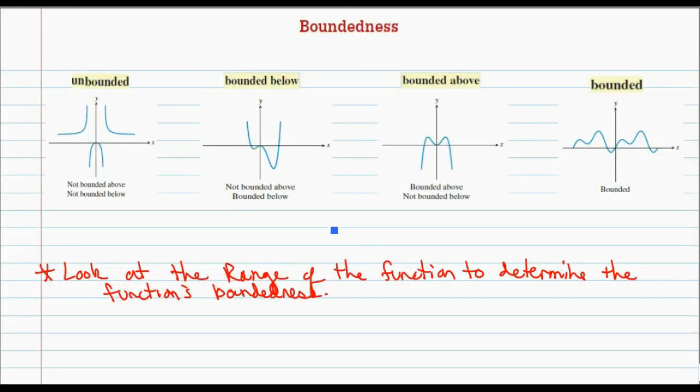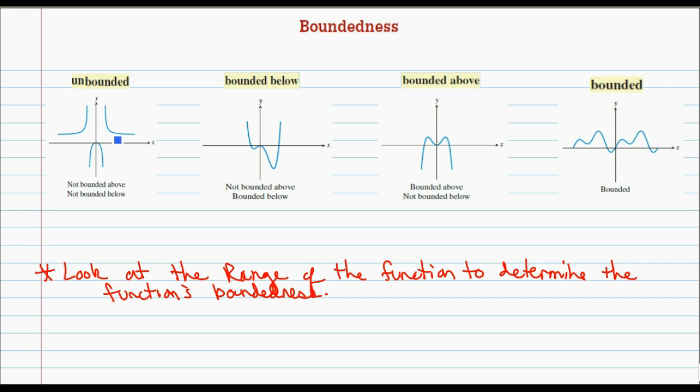This is the screencast for section 1.2, example 7, boundedness. Boundedness describes just what it sounds like. Does the graph have a boundary? And we're talking about a vertical boundary. Does the graph have a vertical boundary preventing the graph going all the way up to infinity or all the way down to infinity? And what combination?